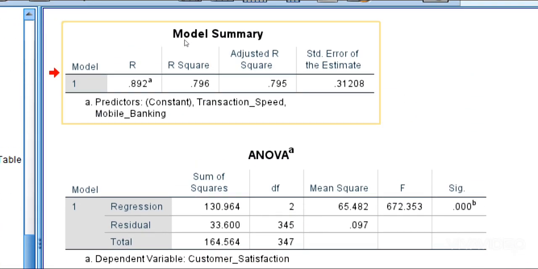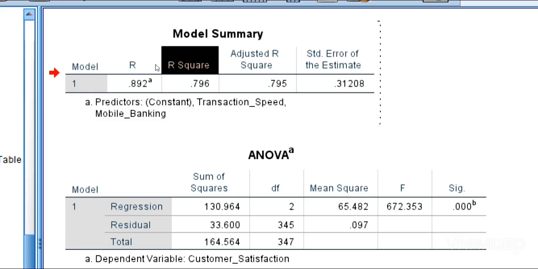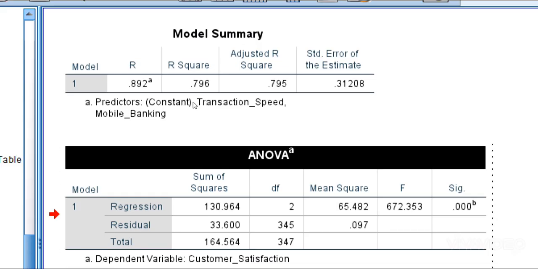1. The model summary table. Find R-square. In our results, it's 0.796. This means our two variables explain 79.6% of customer satisfaction. Higher is better.